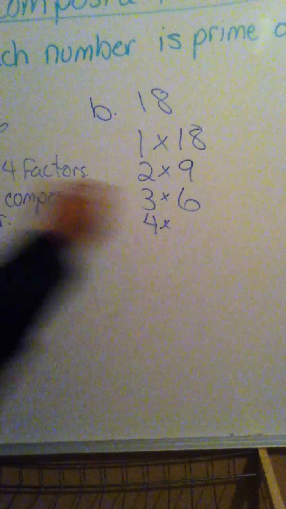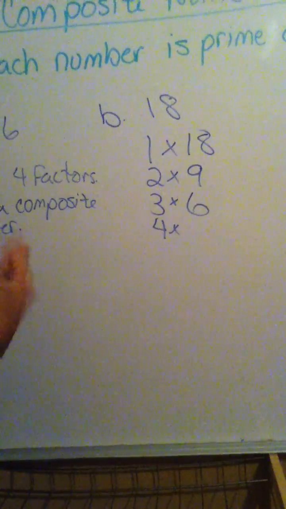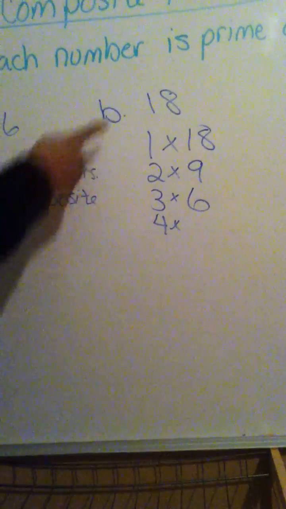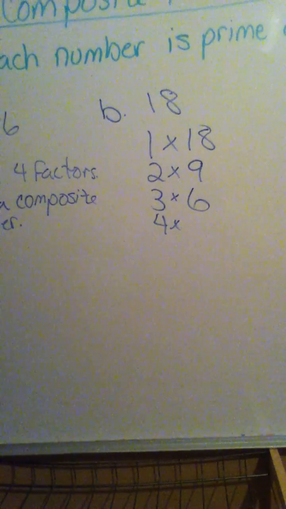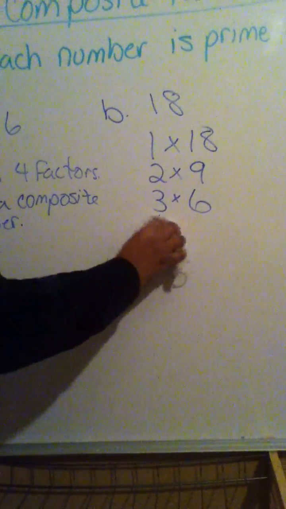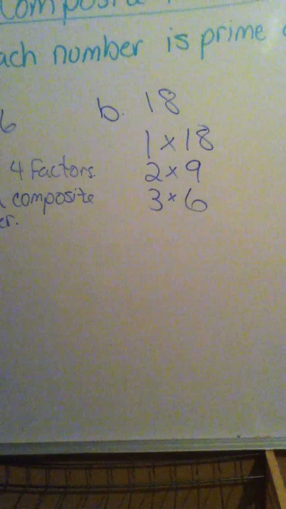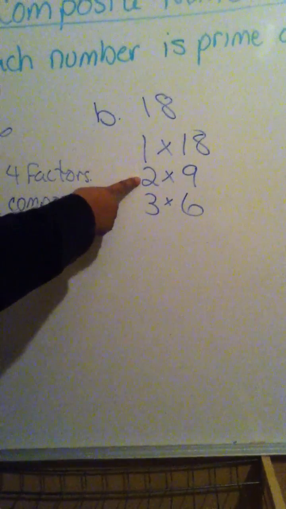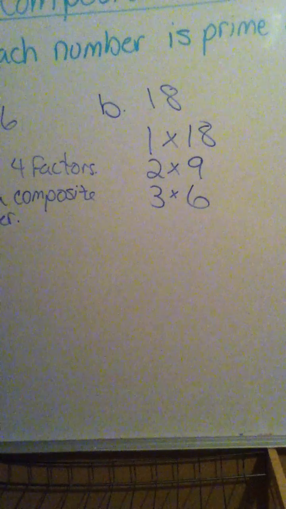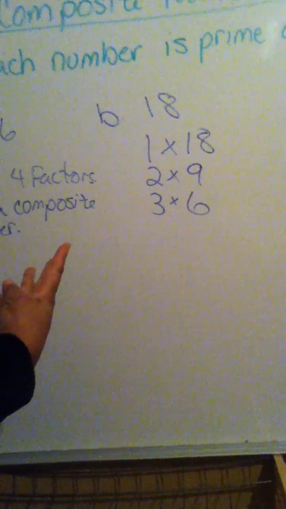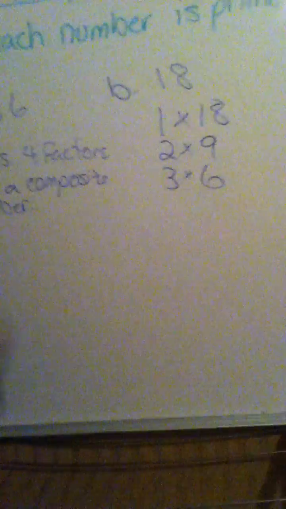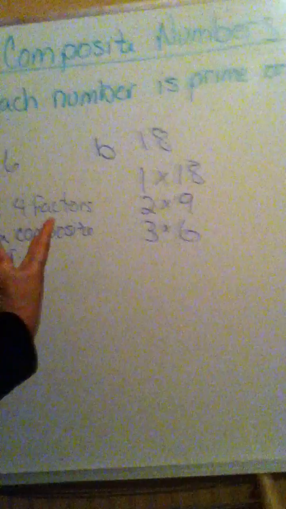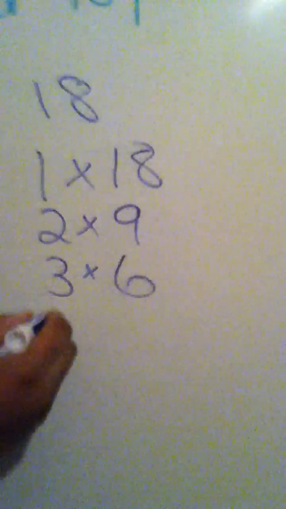I checked 1, 2, 3. Now I'm going to check 4. 4, 8, 12, 16, 20. Let me do that again. 4, 8, 12, 16, 20. I do not say 18 in my fours. That means 4 is not a factor. I cannot multiply 4 by a number and get 18. Now I'm going to check 5. 5, 10, 15, 20. Nope, 5 is not a factor. I'm going to check 6. 6, 12, 18.